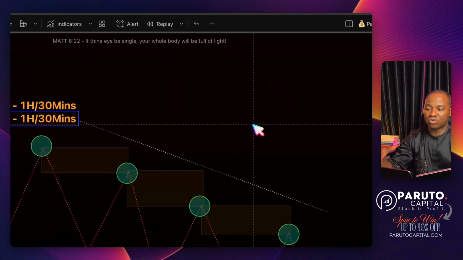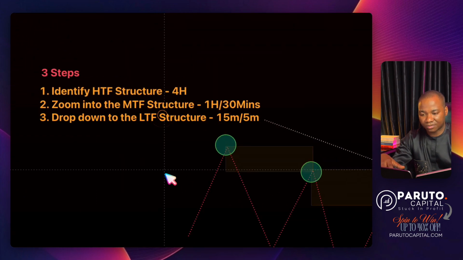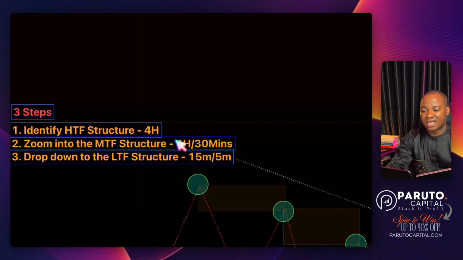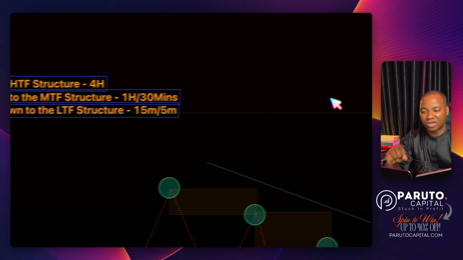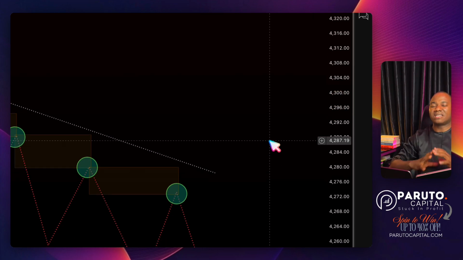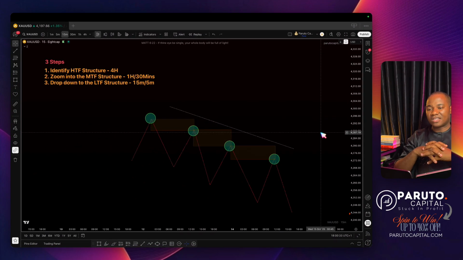Okay, so you drop down to the lower time frame, and this way you're able to now execute your entries on the lower time frames. Now, on the lower time frame, you need to understand that first, step 1, this is super simple. And that is why it's something that every trader should know, right?